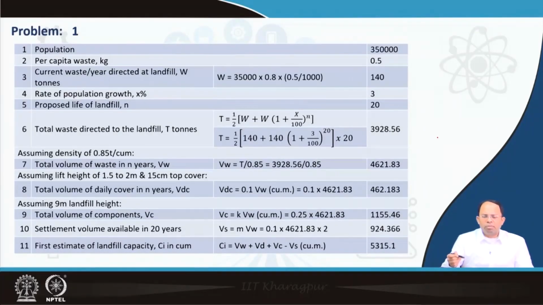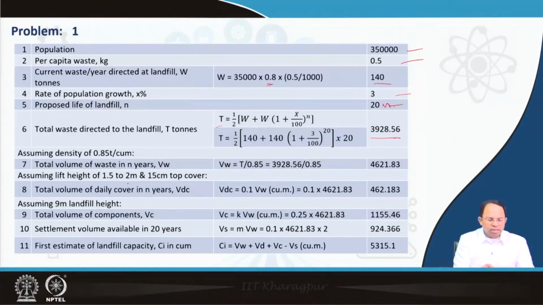So going into the problems, we will follow the same procedure given by CPHEEO. Population is 3.5 lakhs, per capita 0.5 kilograms per day. Current waste per year which goes into the landfill site in tons, W tons, is 80% because 20% is recycled, so it comes to 140 tons. Rate of population growth 3%. Proposed landfill life is 20, which is N. So we can determine the total quantity of waste that is generated, which comes to around 3928 tons of waste.